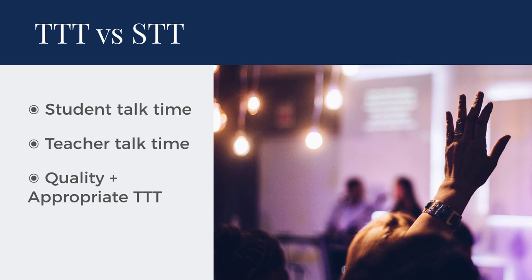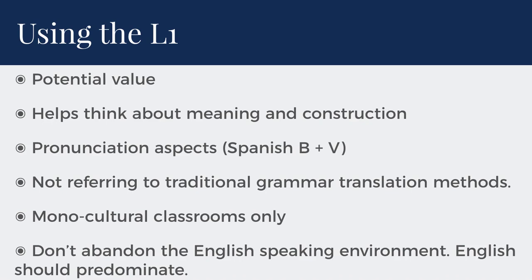So there's this debate about TTT, and usually most courses will say you want to aim for about 60 to 80% STT over TTT. But it really depends on the quality and the appropriateness of the TTT. There's definitely benefits of TTT, but it needs to be of a certain quality, and it needs to be appropriate to what the students are learning and their levels. And more about TTT and STT later.